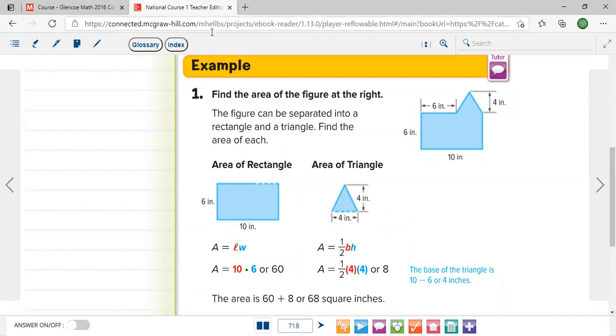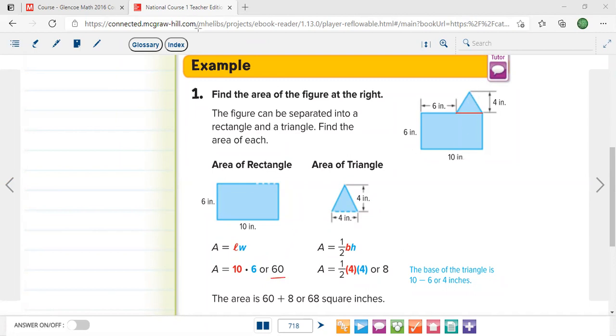Example 1. Find the area of the figure at the right. The figure at the right can be split into a rectangle and a triangle from this side. If we do this, it becomes a rectangle and a triangle. In this rectangle, as you can see, the dimensions are 6 and 10 here. So 6 multiplied by 10 will give you 60.